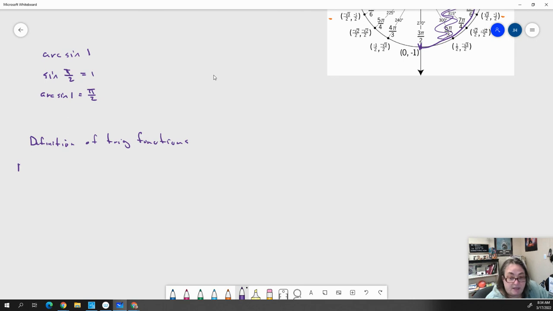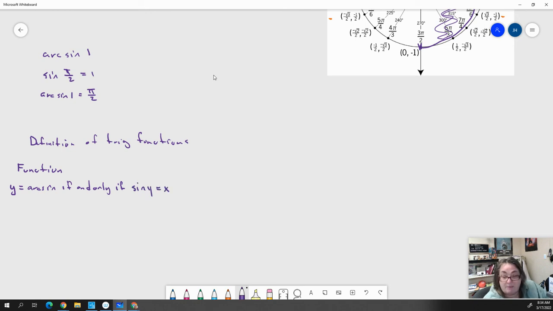The function itself would be something like y equals arc sine x if and only if sine of y equals x. That's the one we just did, sine of y equals x.